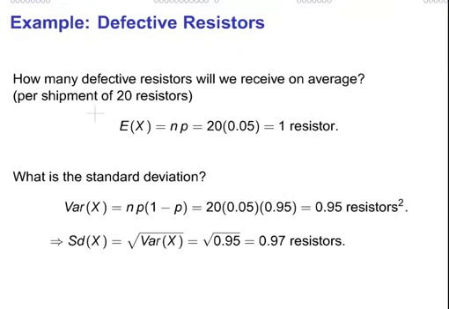So, how many defective resistors would we receive on average? I stated that one already, just to highlight it. We expect to get one resistor. The expectation of a binomial random variable is n times p. What is the standard deviation? Well, let's first look at the variance. n times p times 1 minus p. 20 times 0.05 times 0.95 is 0.95 resistors squared.